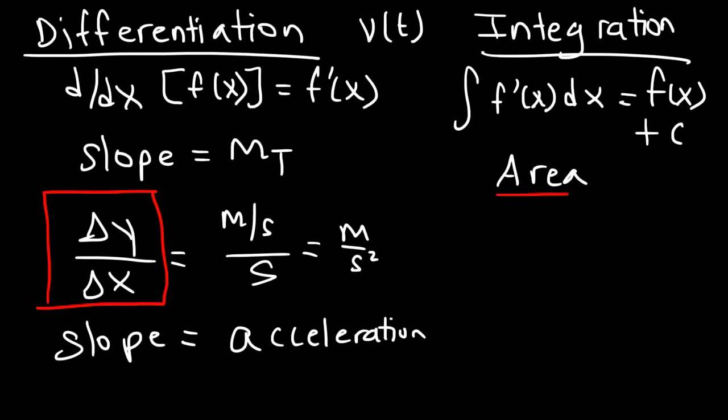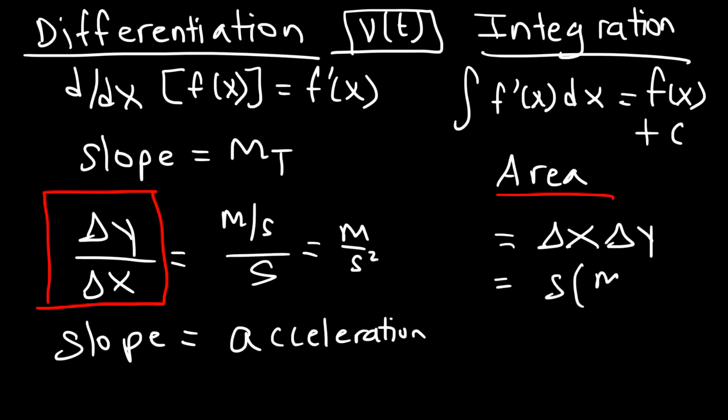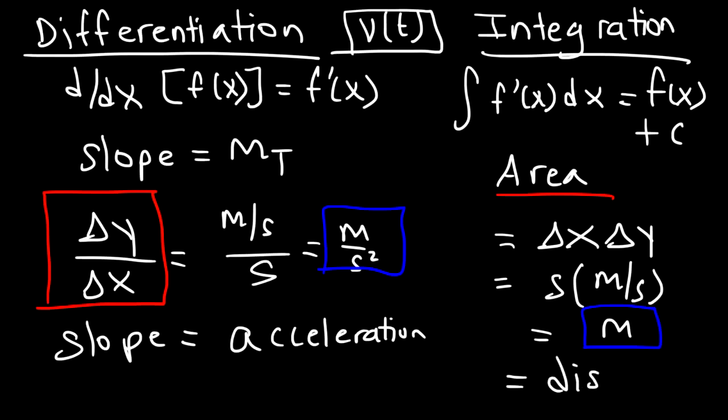Now, in the case of integration, you're looking for the area, which is basically length times width, x times y. So you could find it by multiplying delta x and delta y. And in the case of a velocity time graph, we're multiplying seconds by meters per second, which gave us the unit meters. And so we could say that the area under the velocity time graph will give us the displacement, the change in position. So make sure you understand that. So the area of a velocity time graph is equal to the displacement, and the slope of a velocity time graph is equal to the acceleration.